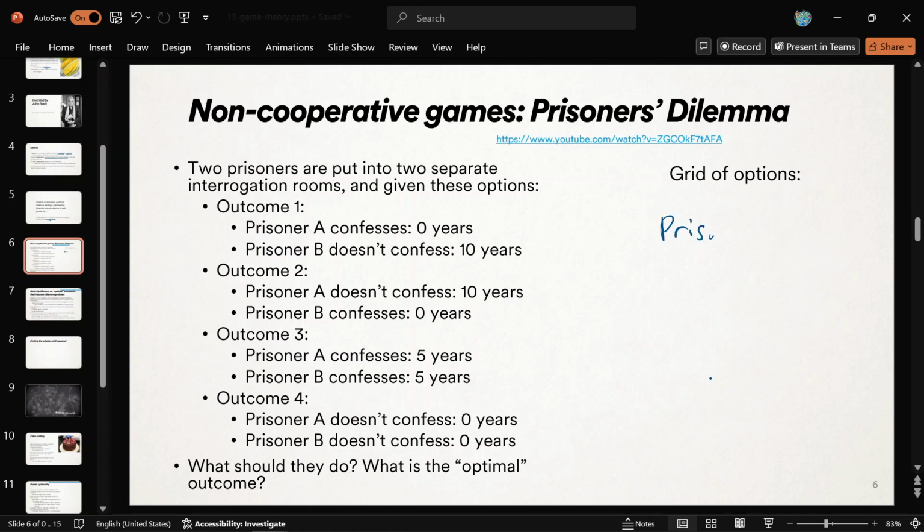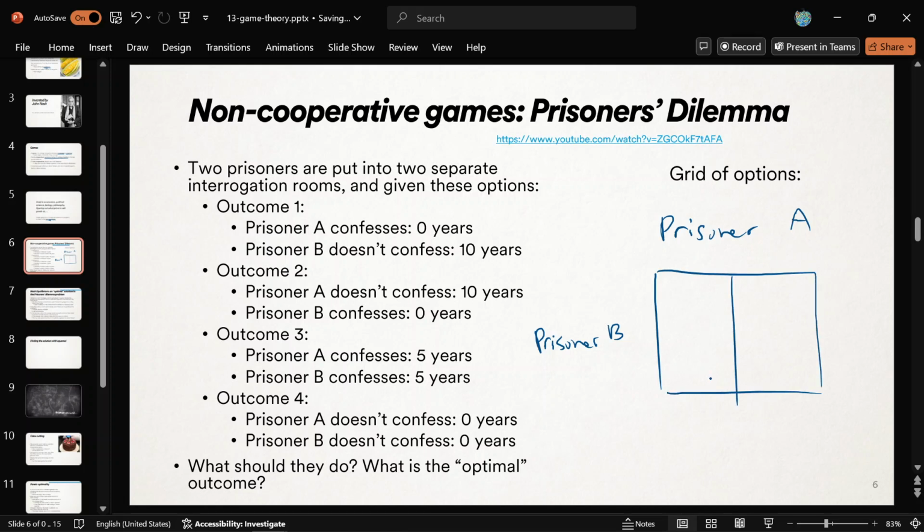Prisoner A, what they do, and here's what prisoner B might do. Oh wait, I need to draw that lower. So prisoner A could either confess or not confess. That's what I'll use to mean those things. And then prisoner B could either also confess or not confess. We just saw this outcome: if prisoner A confesses but prisoner B does not confess, then prisoner A is going to walk free, and prisoner B is going to get 10 years.